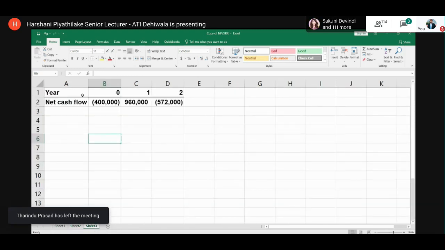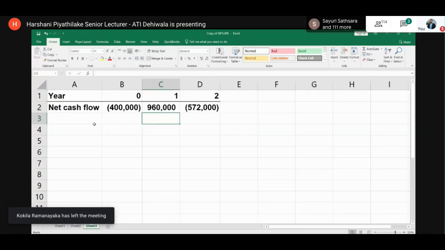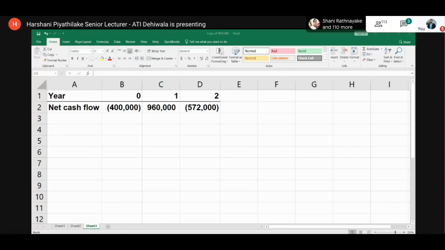Then I think this one is not in your exercise. Type these formulas, Lama. Type these formulas. Not formulas, that cash flows.